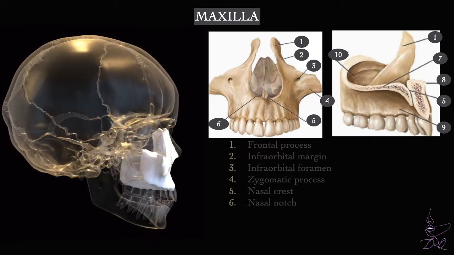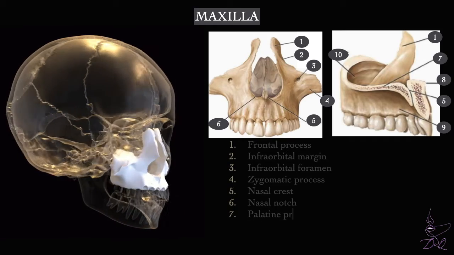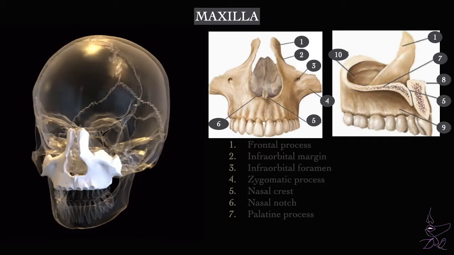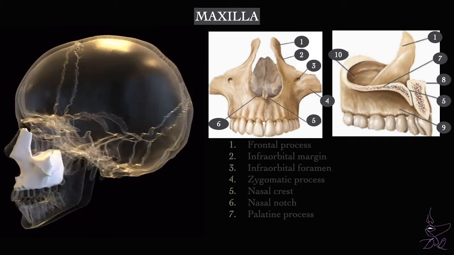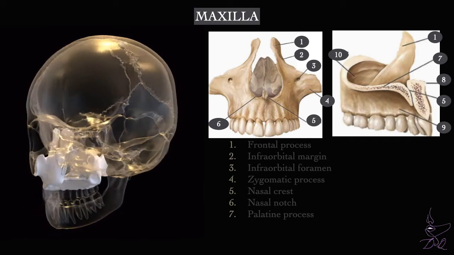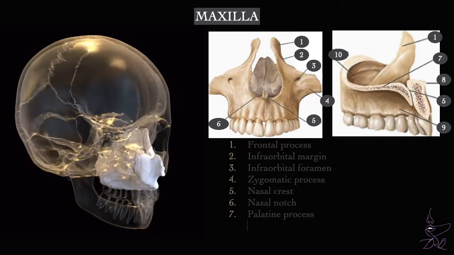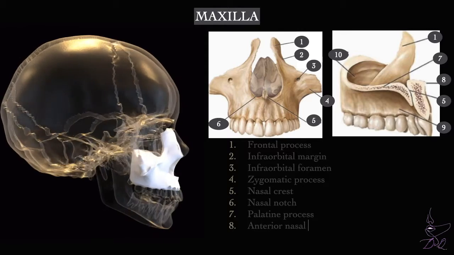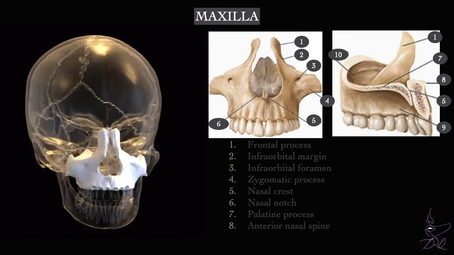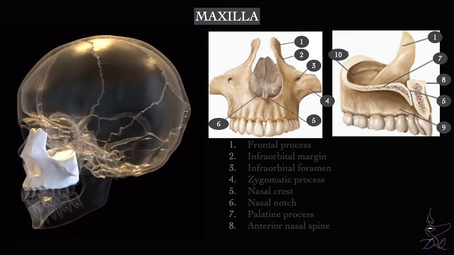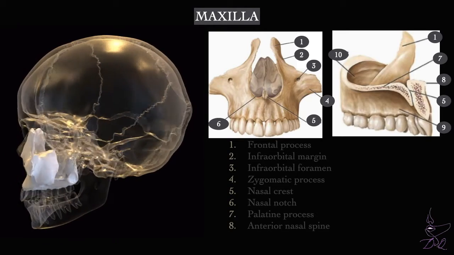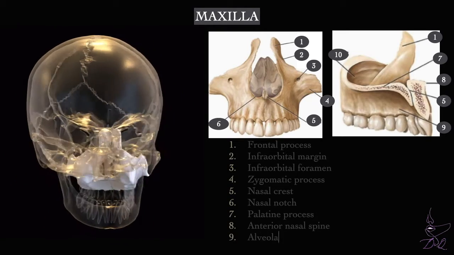Then we have the palatine process, which is the horizontal extension on the medial side of the bone, constituting the roof of the mouth and the floor of the nasal cavity. Together with the palatine bone, it forms the hard palate. Anteriorly, it features a small process, and that is called the anterior nasal spine.